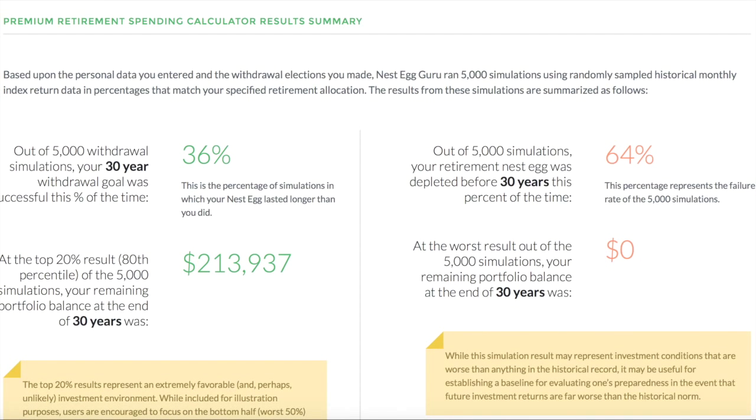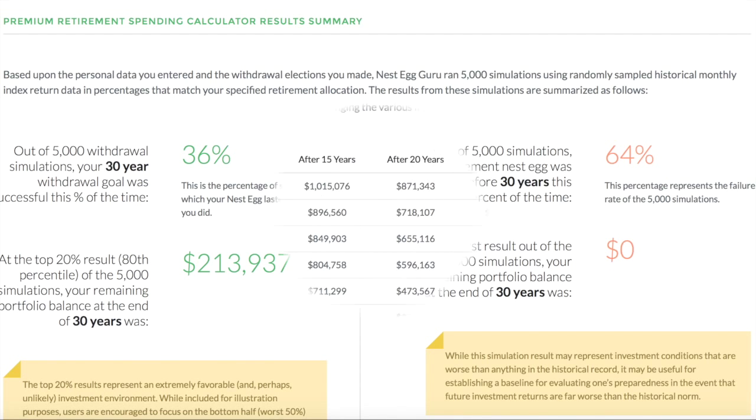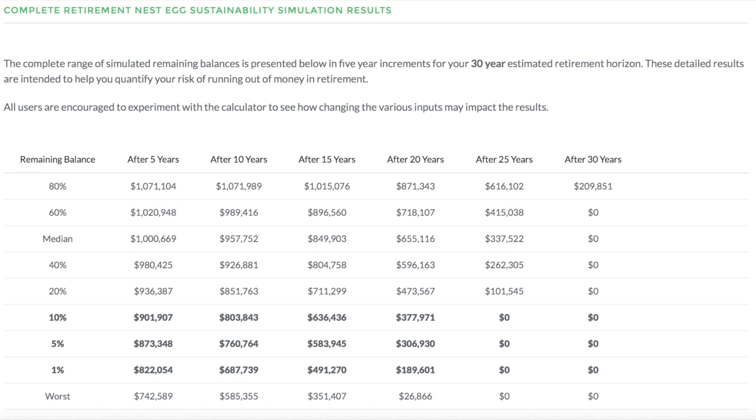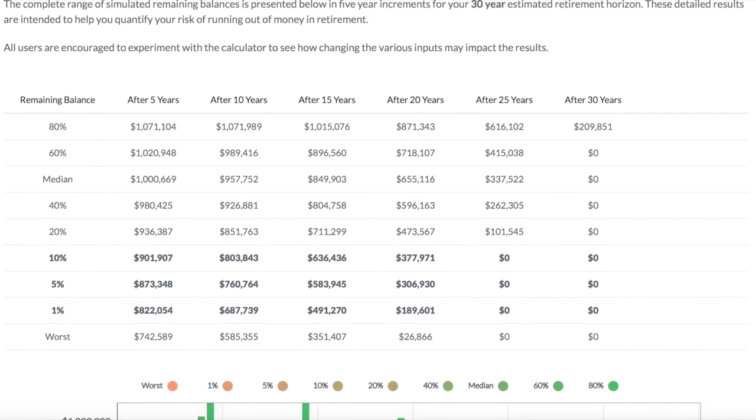Wow, as you can see, in NestEggGuru simulations, our retirement nest egg was depleted before the 30-year period in 64% of the simulations compared to just 15% of the simulations in the Vanguard. What's more, if we scroll down to look at the detailed simulation results that NestEggGuru provides, we find that in the worst 10% of the simulations, the portfolio was depleted in less than 25 years.